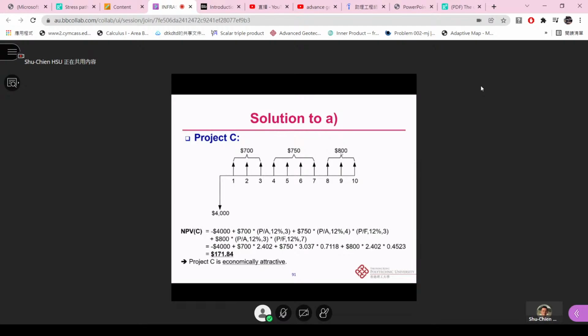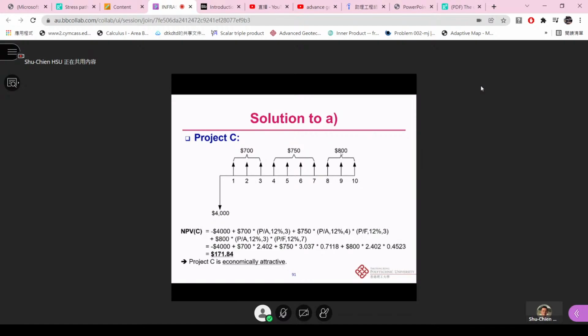And then for project C, it also has constant income, like the benefits, but it has different sections. From year 1 to year 3 is 700, from year 4 to year 7 is 750, and from year 8 to year 10 is 800. So this is what we can do. If you are not really familiar with all these calculations for the equivalence, then you may also take a look here.